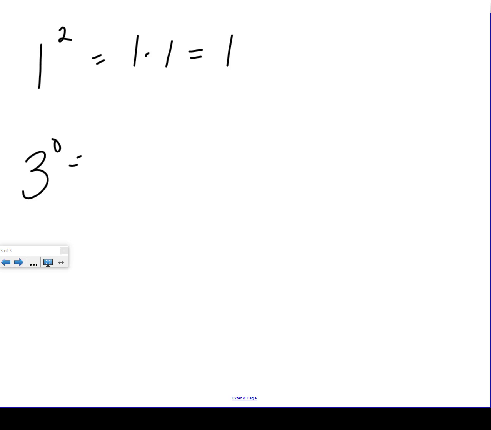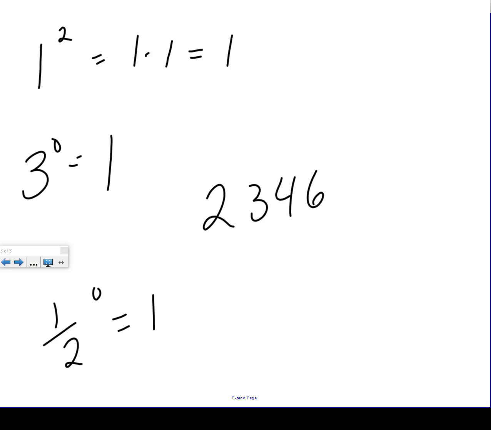3 to the 0 power is 1. This is a special rule. Anything to the 0 power is 1. So 1/2 to the 0 power is 1. And 2,346 to the 0 power equals 1. So it doesn't matter what the number is. Anything raised to the 0 power is an answer of 1.